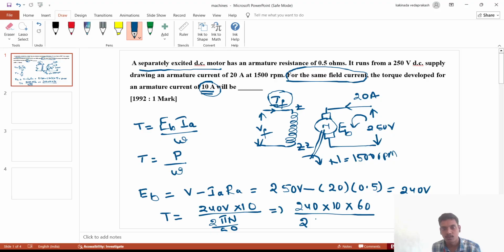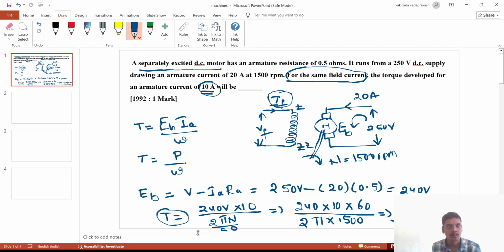Then 2 into pi into N. What is the value of N? N is equal to 1500 rpm. By solving this, we get 15.2788 Newton meter. Newton meter is the unit for torque. So this is the solution for the given problem.